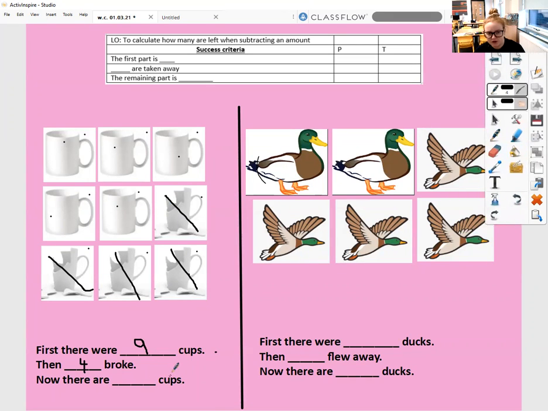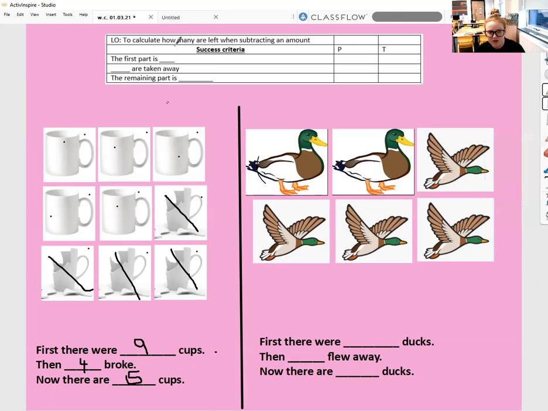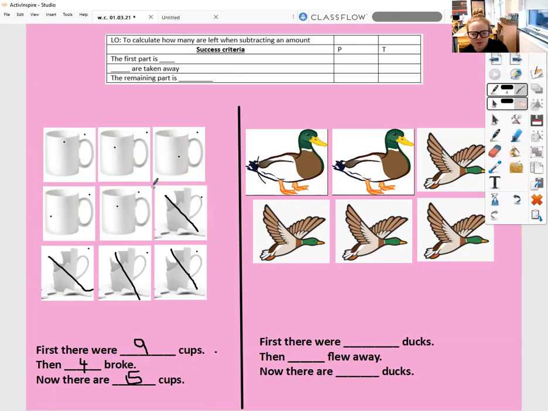That looks like a 6. I'm just going to rewrite that. There are 5 cups left. The remaining part is 5. I would like you to pause the screen and have a go at this one, please, and come back when you're ready to check it.